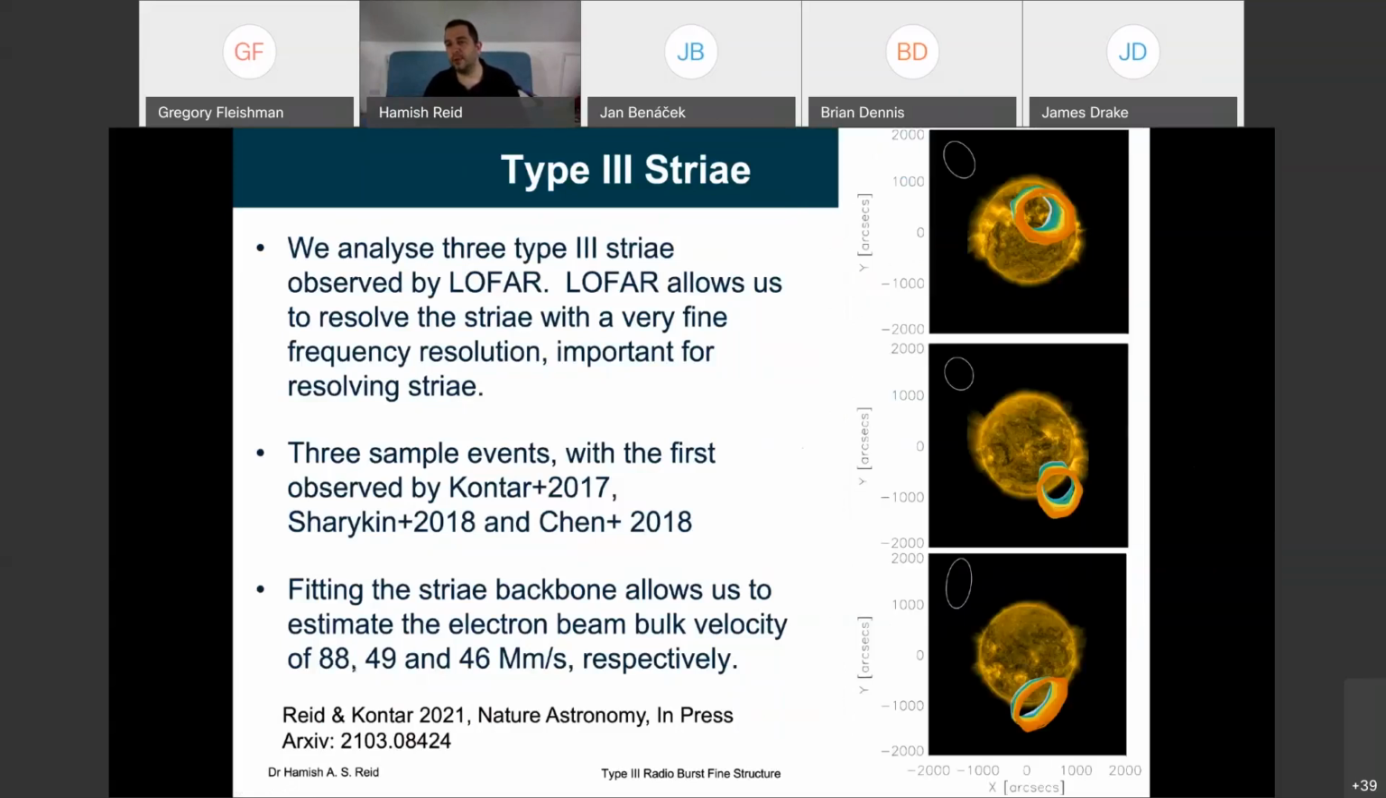If we then use LOFAR to make observations, images of these, you can see the 3 type 3 bursts on the right, where the white is around about 40 megahertz and the red is around about 30 megahertz. So you can see the decreasing frequencies looking like they're becoming farther from the sun, with the source size getting slightly larger, as we'd expect. I should add that the study that I'm going to be talking about is in press in Nature Astronomy, and the arXiv identifier is below.